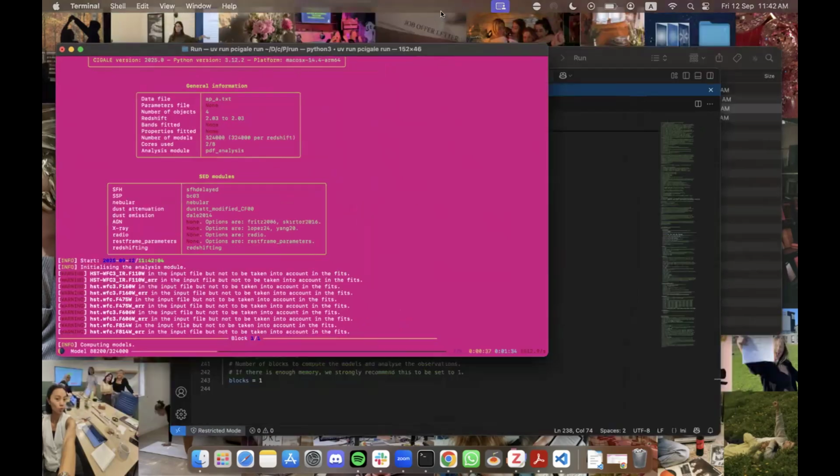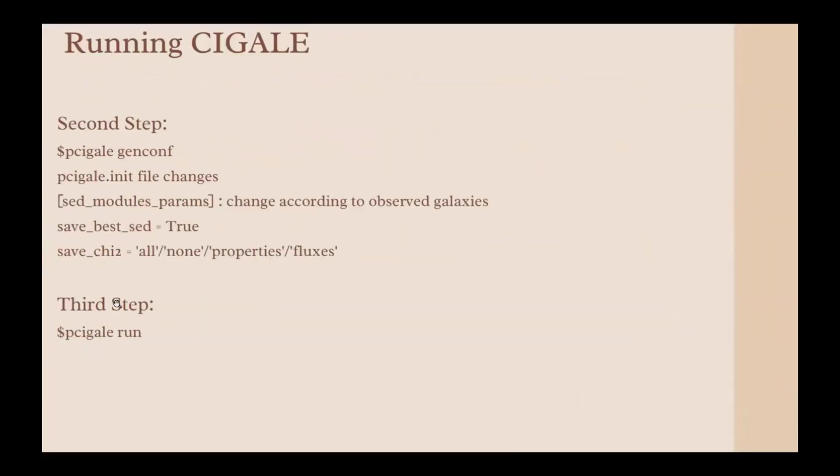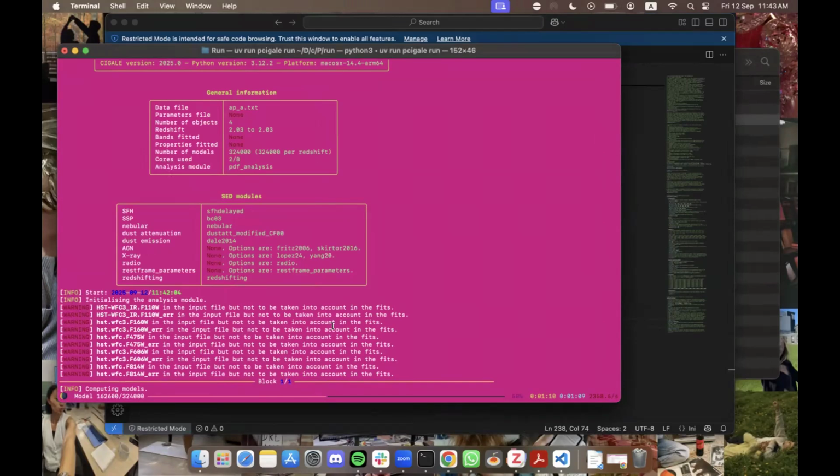So there it's gonna run. So I'm gonna go back to the presentation now. And we saw that the first step is CIGALE. So the output folder, hello, it's gonna have results.fit file that's gonna have all the parameters you obtain from your SED fitting. And it's also gonna have the object best model .fits. That's gonna be the fits. But then you can obtain the PDF images of the posteriors by running different things. So I'm just gonna wait till this runs.